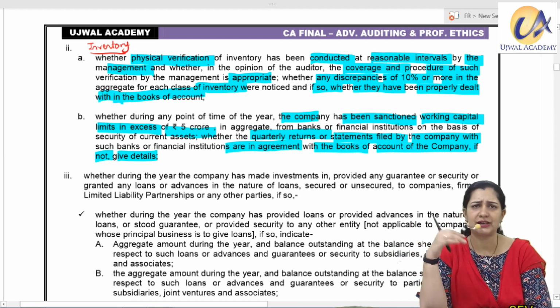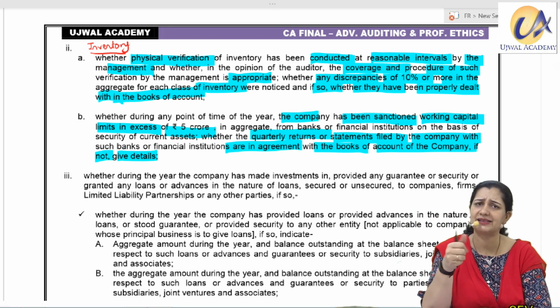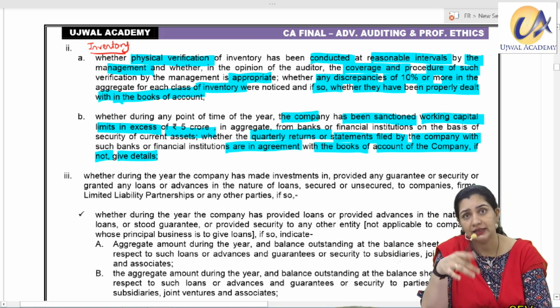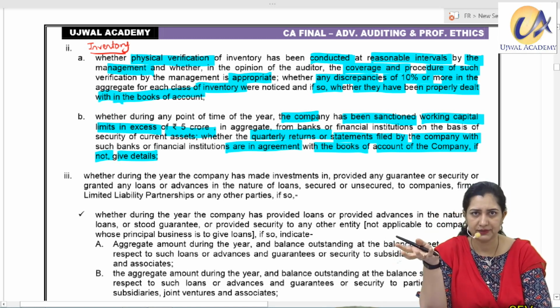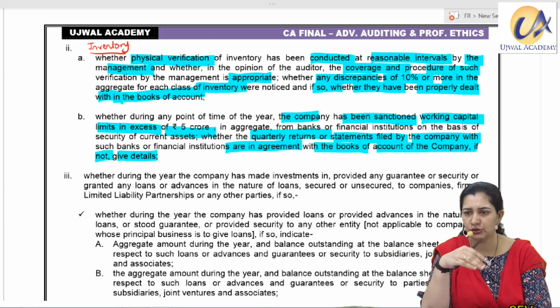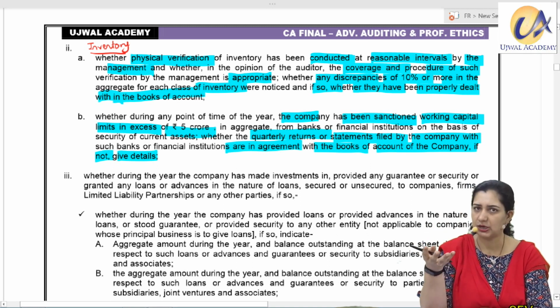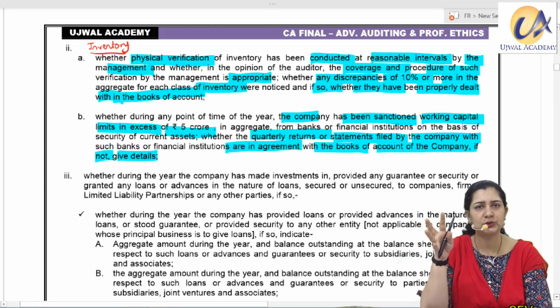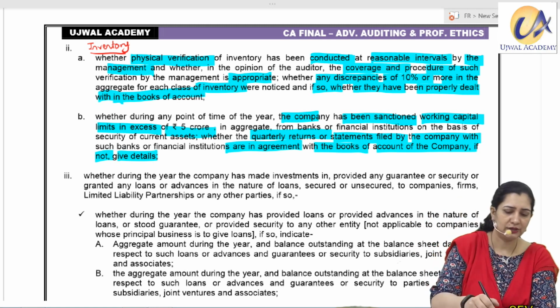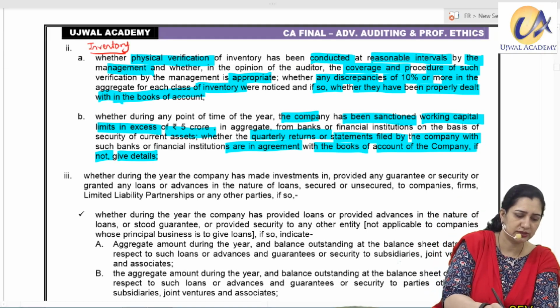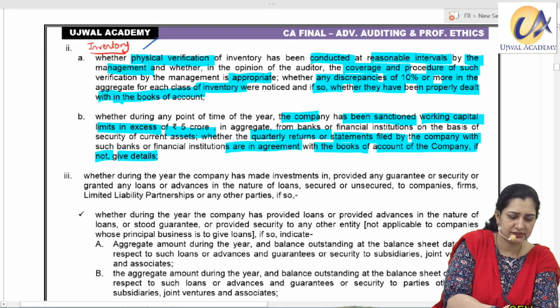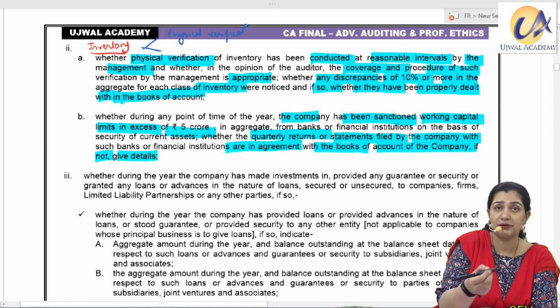CARO is like that only. It asks you questions: is it tallying? Yes, it is tallying, no problem. Not tallying, then report. This is called negative reporting. If physical verification is happening, very good, no problem. Not happening, report. This is how it is. So there are 2 things in inventory you have to report. First is physical verification, and that 10% or above you have to see.